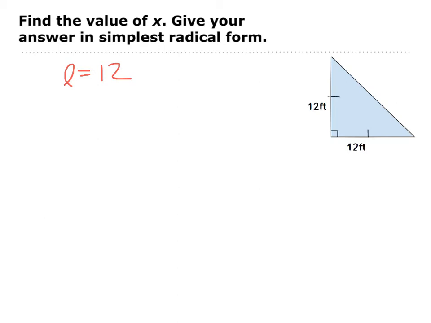So we have two legs of a triangle. This is one leg, this is the other, and then the third side, the longest one, is the hypotenuse. Okay?